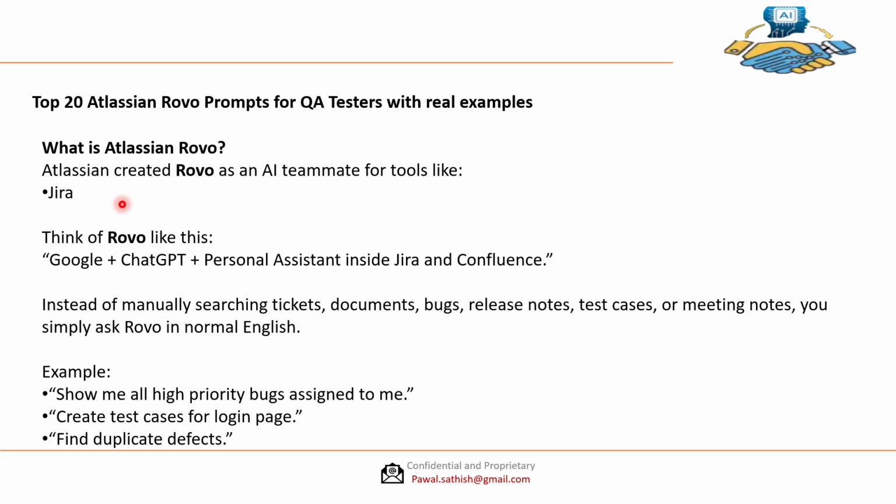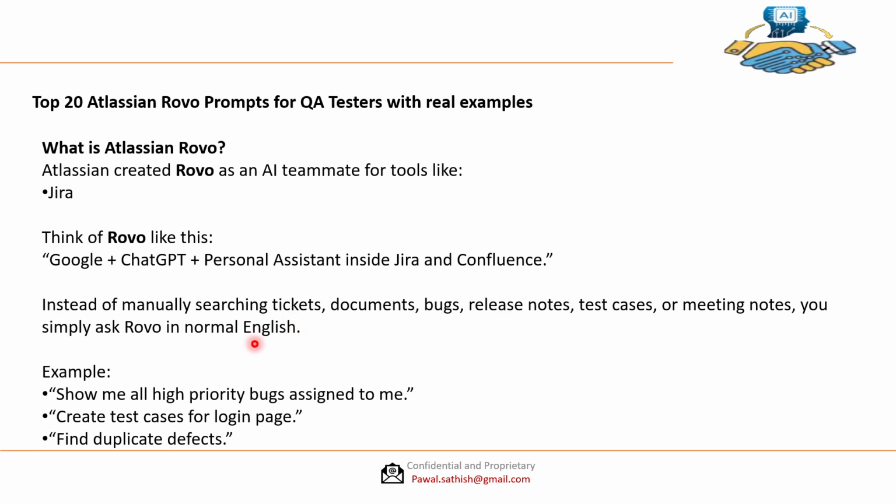Before we start, first we'll understand what Atlassian Rovo is. Atlassian created Rovo as an AI teammate for tools like Jira, Zephyr, and Confluence. Like we have Google and ChatGPT, we also have a personal assistant inside Jira and Confluence. Instead of manually searching tickets, documents, bugs, release notes, test cases, or meeting notes, we will simply ask Rovo in normal English.